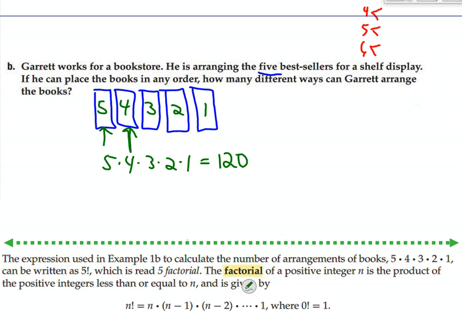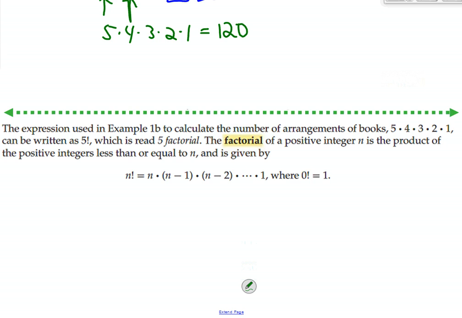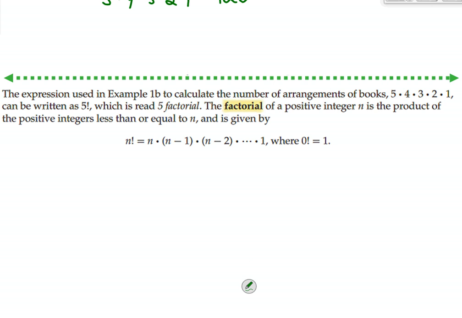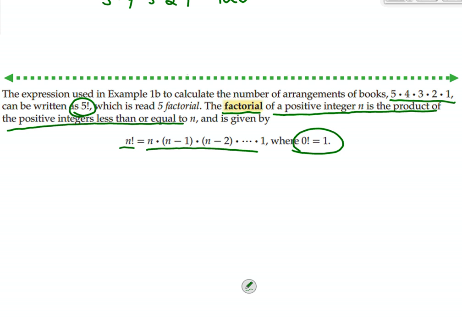And if you remember, factorials grow very rapidly, and so that was 5 factorial. This 5, 4, 3, 2, 1 is 5 factorial, and the factorial of a positive integer n is the product of positive integers less than or equal to n, and it's given by this equation. And you need to know that 0 factorial is defined as 1. So don't forget that 0 factorial is defined as 1.